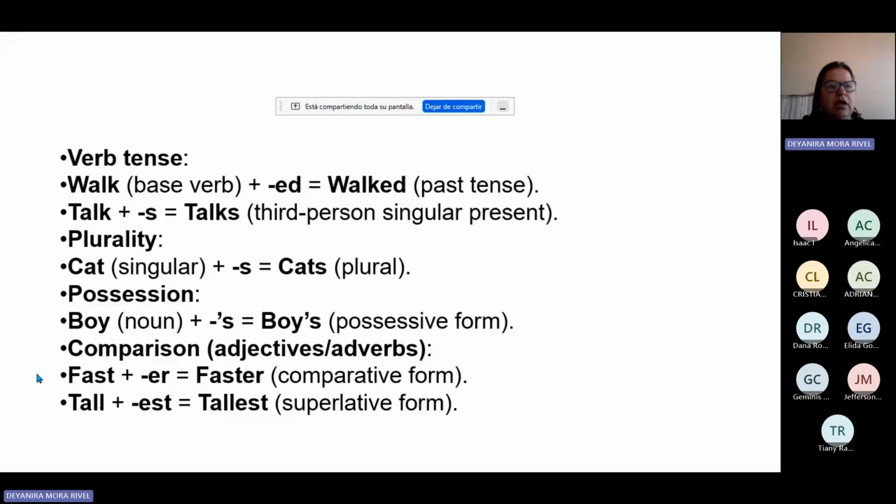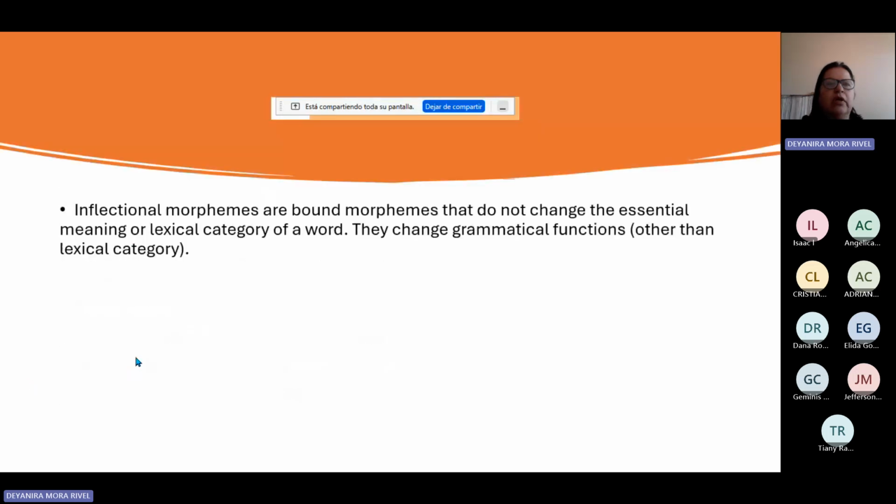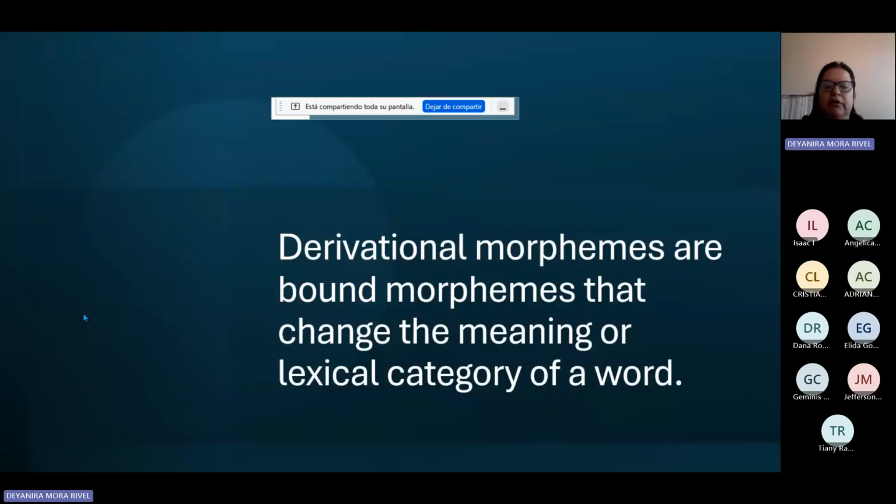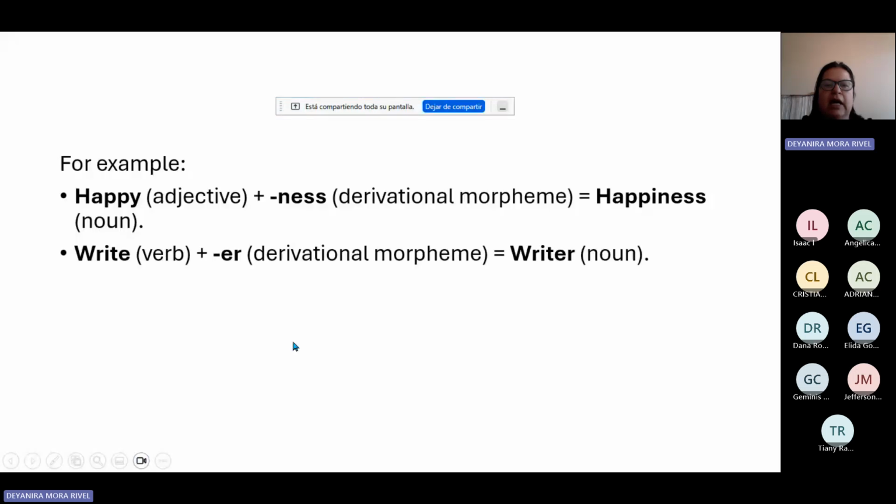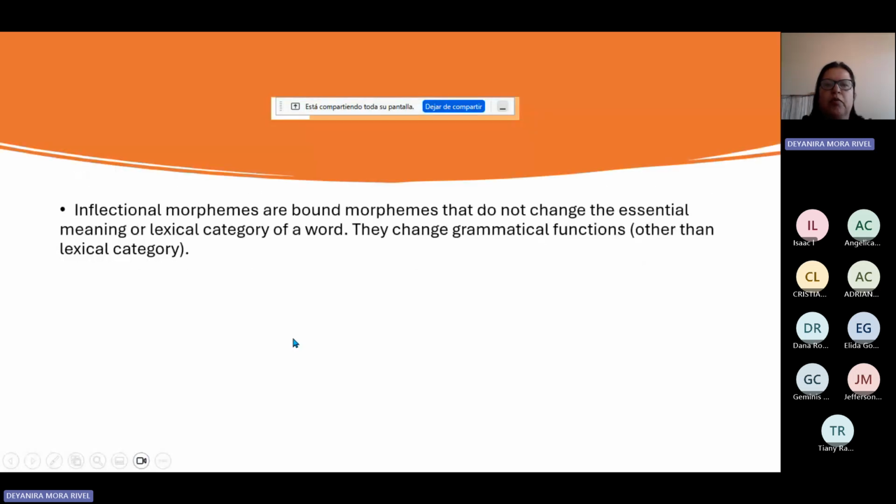Okay, so they change the form of the word or how the word is used in the sentence, in the grammar, but not the category of the word. Yes, not the category. And the category is changed with derivational morphemes, and with inflectional morphemes, the category is not changed.